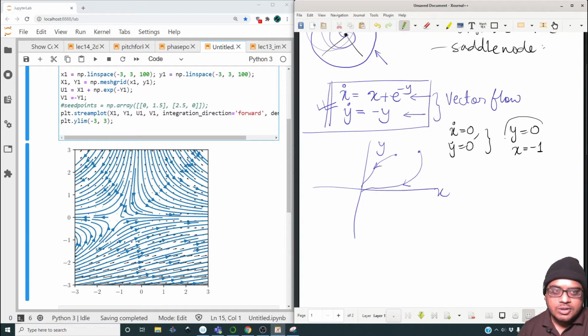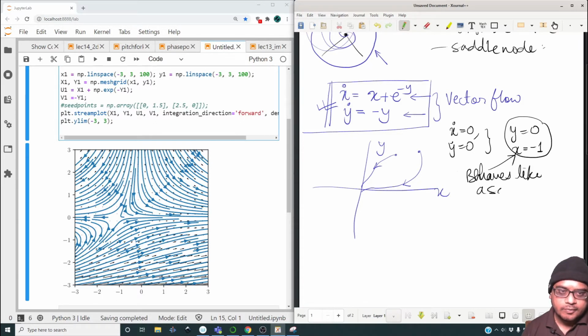So what about the behavior of that point? Why does it appear that this particular point behaves like a saddle node?